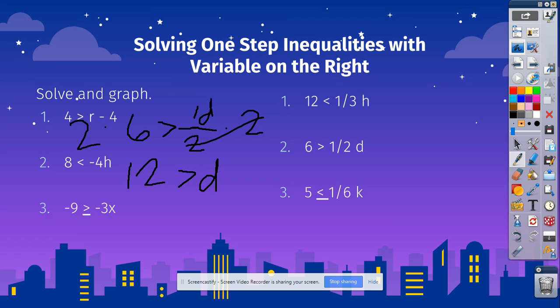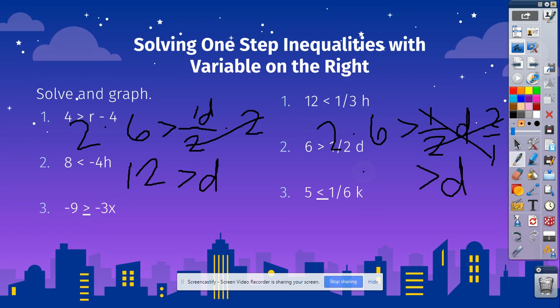Okay? If we also wanted to look at the same problem, we could see that 6 is greater than 1/2 d. Since we are multiplying by a fraction, we can multiply by its reciprocal. The 2's will cancel out, the 1's will cancel out. That will leave the d sitting over there, the greater than sign, and then what I do to one side, I have to do to the other. And we get the exact same answer.